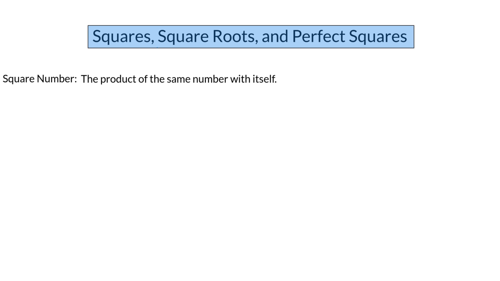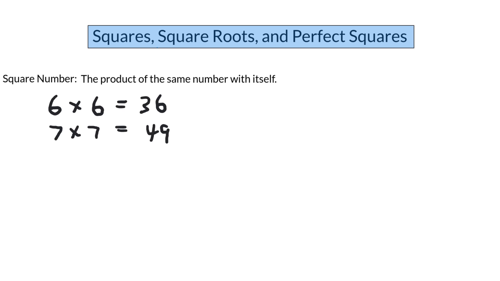So in order to find a square number, we have to take a number such as 6, and we have to multiply it by itself to get 36. 36 is a square number because it's the product of a number multiplied by itself. We could take another number, such as 7 times 7, which is 49. 49 is also a square number because it's the product of a number multiplied by itself.